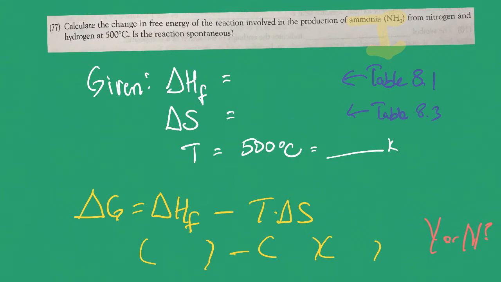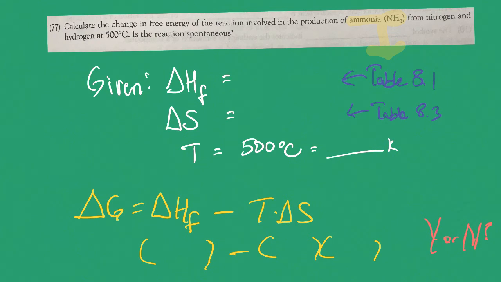It says calculate the change in free energy of the reaction involved in the production of ammonia, that's NH3, from nitrogen and hydrogen at 500 degrees Celsius. And the question they want us to answer is, is the reaction spontaneous? So it's a yes or no question, but don't just guess. We want to find the answer by solving this formula with this information.